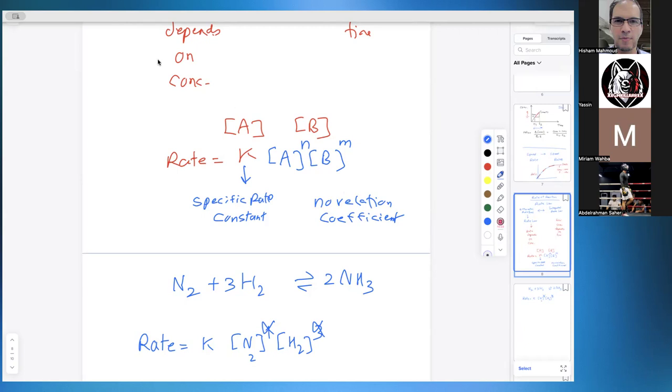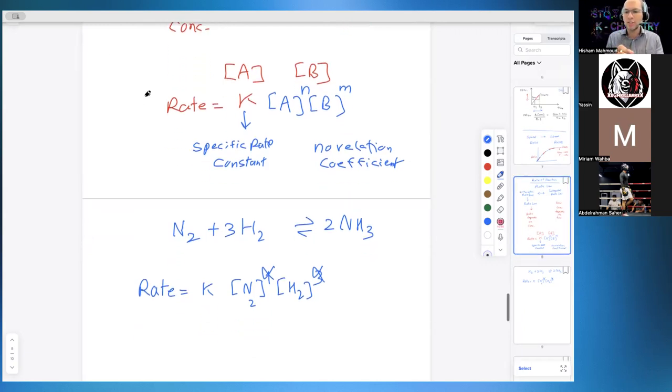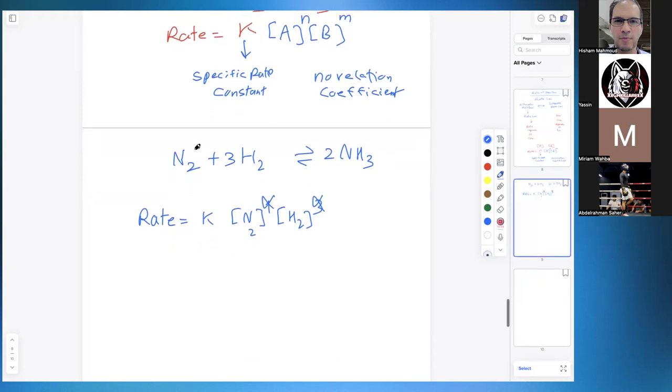It has a relationship to what? How can I find it? I can find it only experimentally. I can just find the concentrations and see how they have changed. And then I can find out what is this power. Is it power 0? Is it power 1? Is it power 2? If it is power 0, what do I call the reaction? I call this reaction 0 order, right?